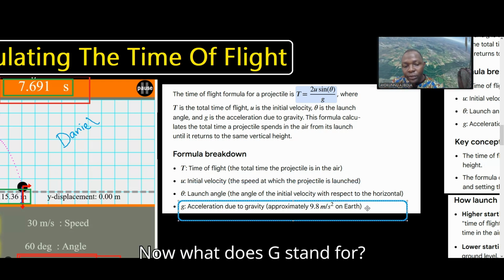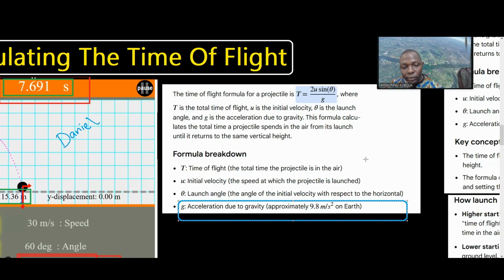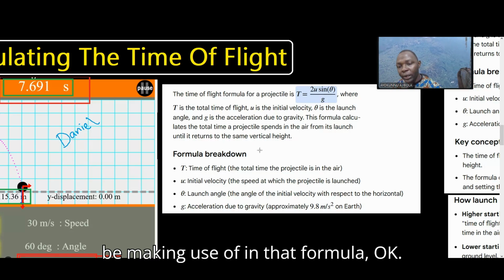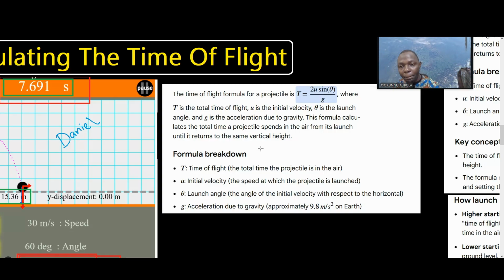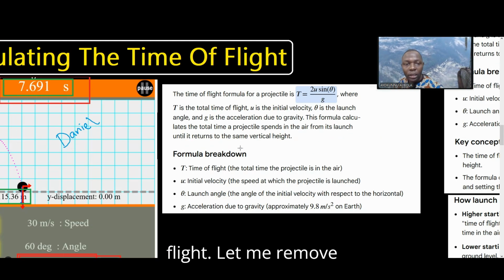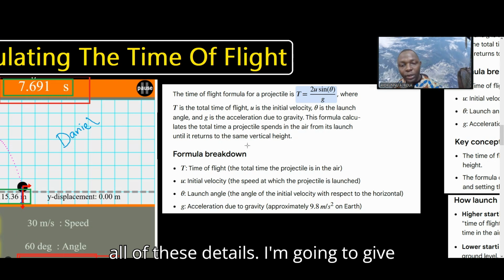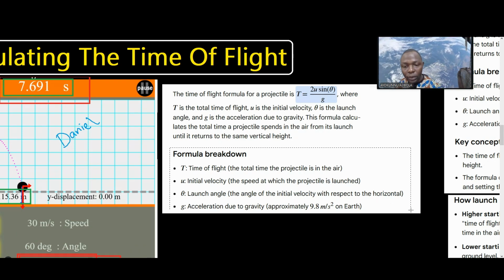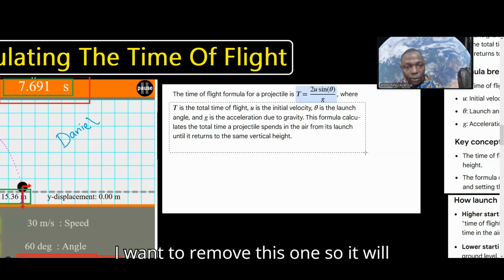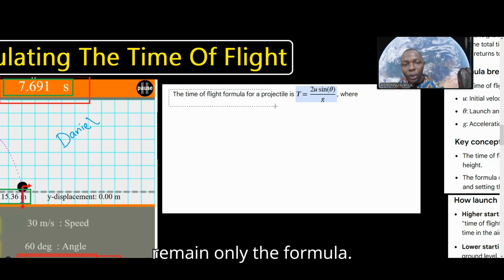Now, what does G stand for? Acceleration due to gravity. Approximately 9.8 meters per second squared on Earth. Good. So these are the things we are going to be making use of in that formula, okay? Now, if you want to calculate the time of flight, let me remove all of these details. I'm going to give it to you later. So it will remain only the formula.